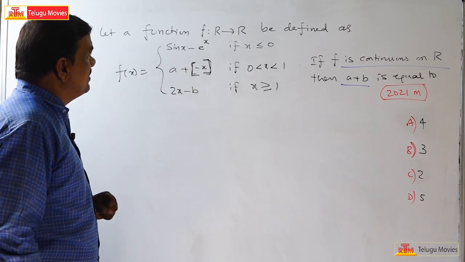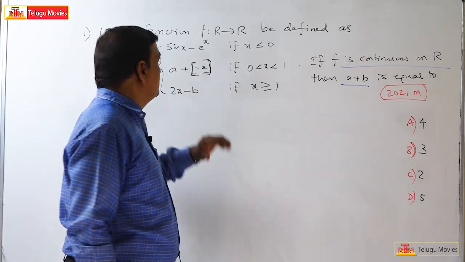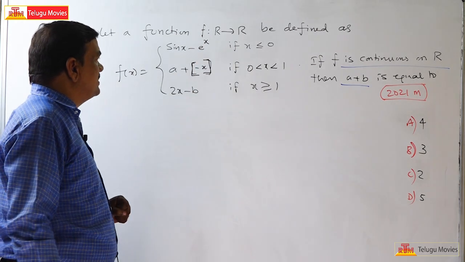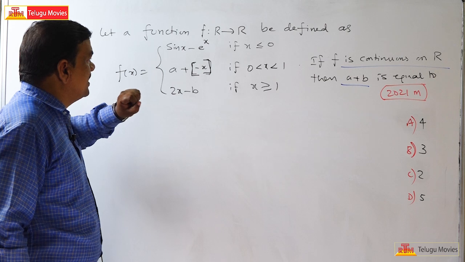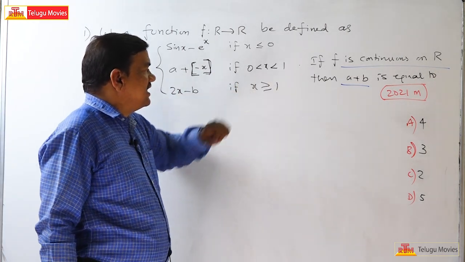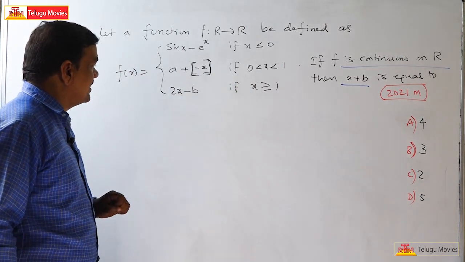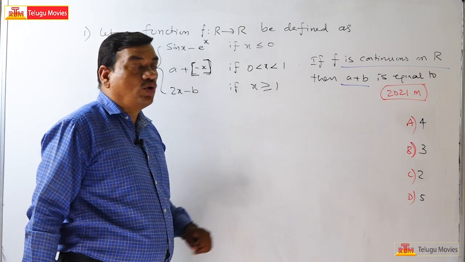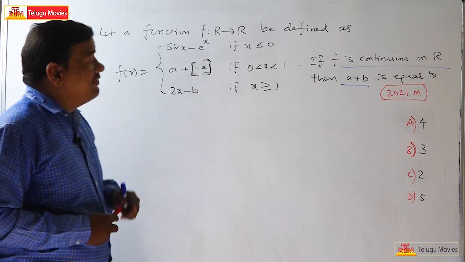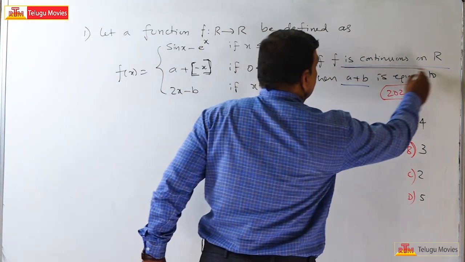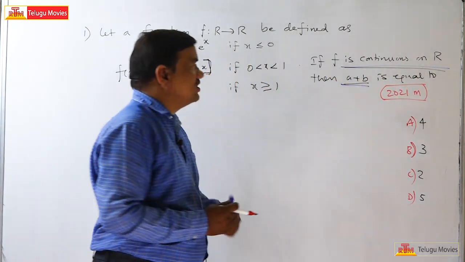Let a function f from R to R be defined as f of x is equal to this, if x is less than or equal to 0; defined like this if 0 is less than x less than 1; and if x is greater than or equal to 1, the function is defined as 2x minus b. It is given that f is continuous on R, then the value of a plus b is.